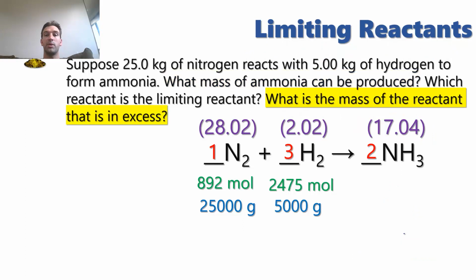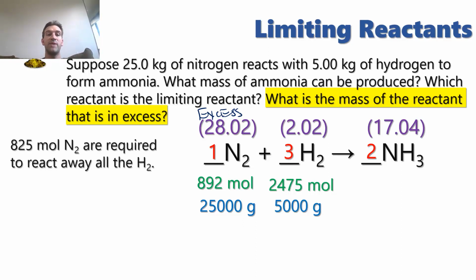The next thing that we want to deal with is this final question. What is the mass of the reactant that is in excess? So we've got to think back to this. Remember that we said hydrogen is limiting, so nitrogen is my excess. I have 25 kilograms, but I'm not going to use all 25 kilograms. We've already worked this out. We calculated that the required amount of nitrogen was 825 moles of nitrogen to react away all the hydrogen.